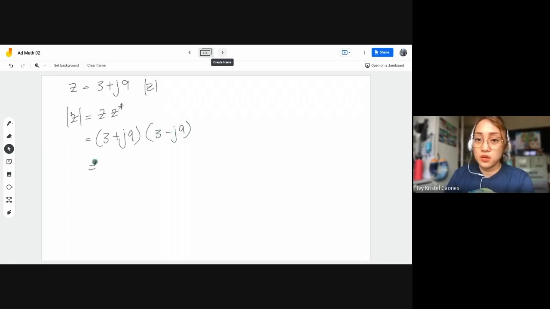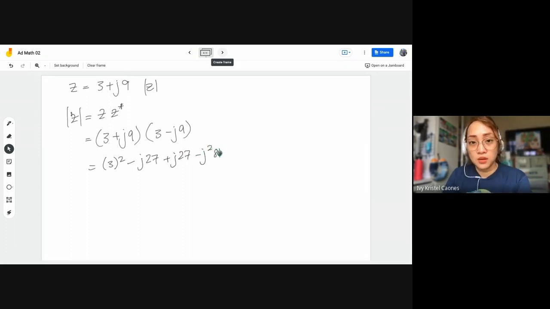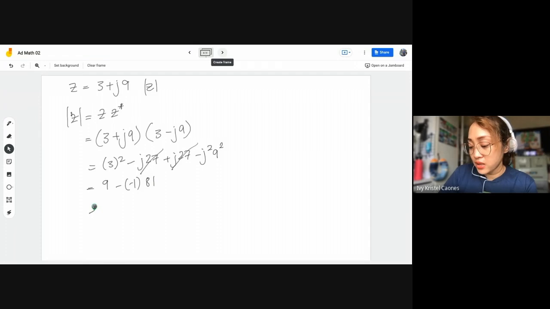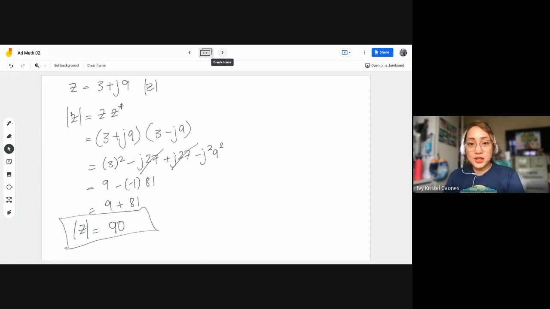If you don't remember the binomial simplification from earlier, you can FOIL, that is 3 squared minus j27 plus j27 minus j squared 81. 9 times 9 is 81. 3 times 3 is 9. Cancel. So that is negative 1, then 81. So that is 9 plus 81 equal to 90. Is my computation correct? So that is the modulus. You are getting the conjugate, then you will multiply it to the original complex number. Then the result is the absolute value of that complex number.